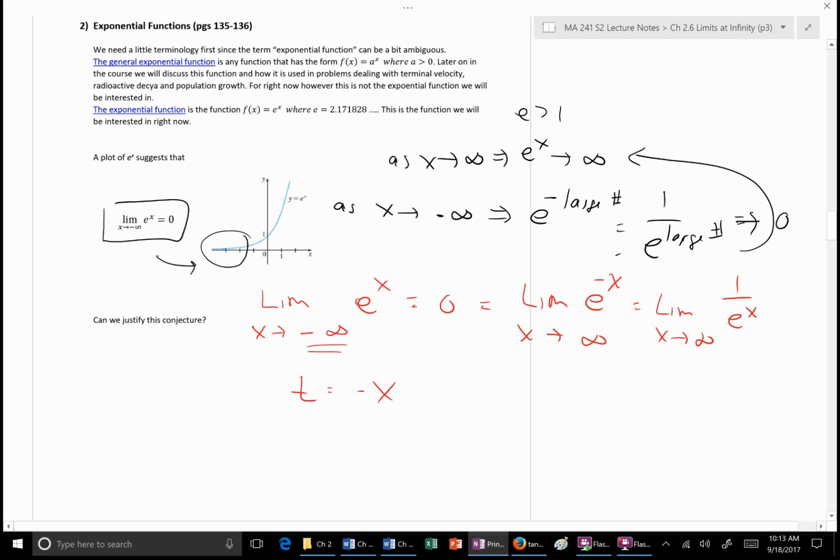Okay? Now, as x goes to minus infinity, what's going to happen to t? Where is it going to go? What do you think, Rashad? As x goes to negative infinity, it's getting really large and negative, right? If t is the opposite of that, what's that doing? It's a negative of a large negative number, so it's going to become a large positive number. So as x goes to negative infinity, t is going to positive infinity.